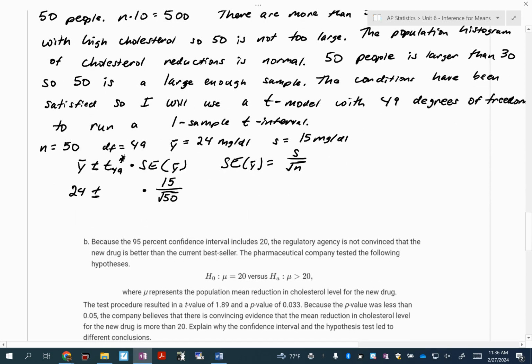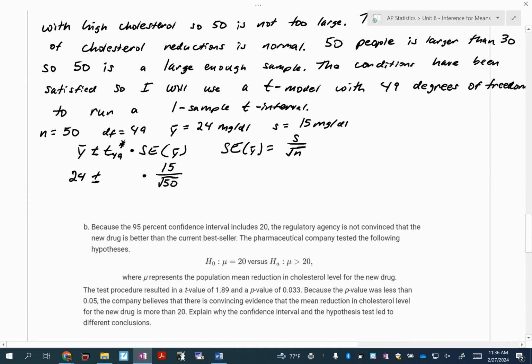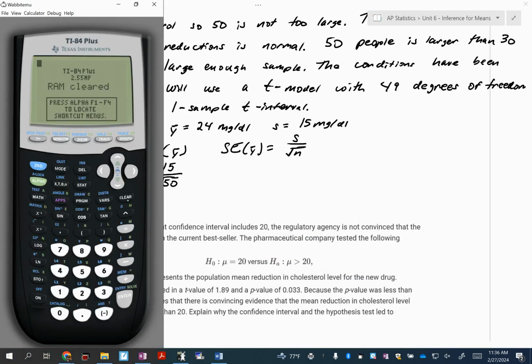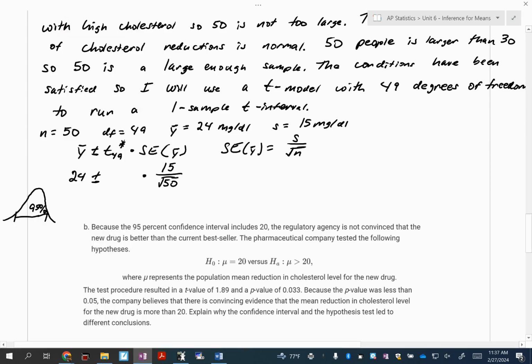All right, let's go into the calculator to find that T star. Remember, if you were to draw a 95% confidence interval, how much would I have in each tail? I have to split 5% to get 2.5%. So going to my calculator to find my T star, I'm going to do second vars, number 4, which is inverse T, and the area is 0.025. Degrees of freedom is 49, and that will give me my T star of essentially 2.01.